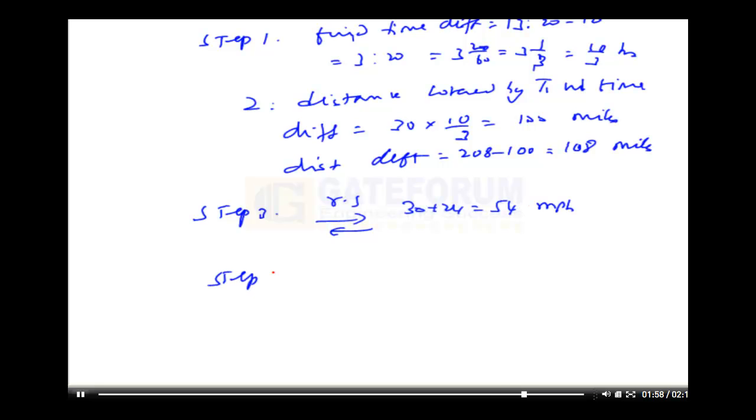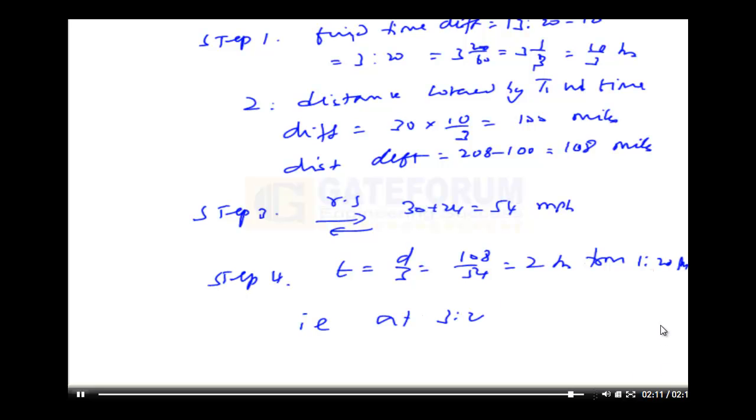And finally, the time taken is distance by speed. 108 at the rate of 54 will take 2 hours from 1:20 p.m. So that is at 3:20 p.m. the trains will cross each other.